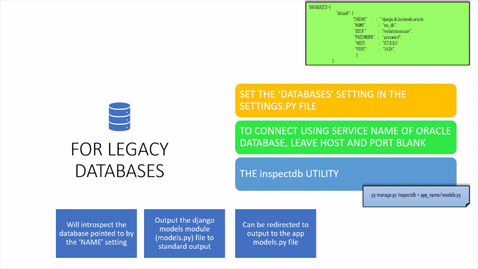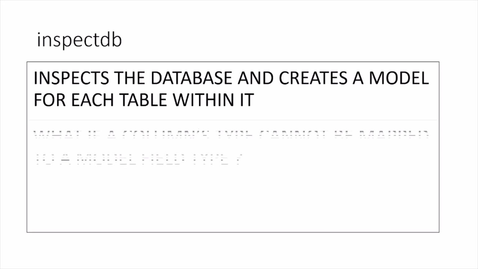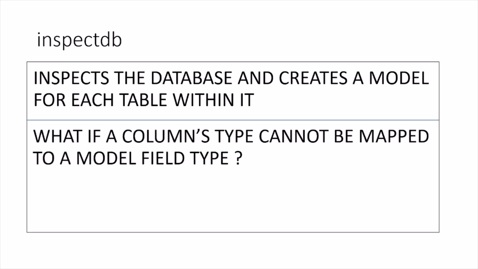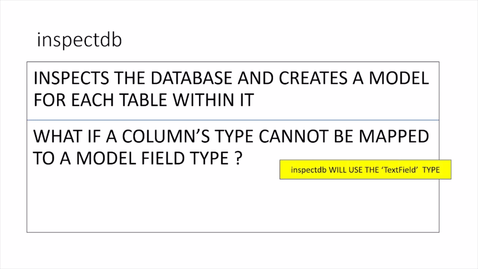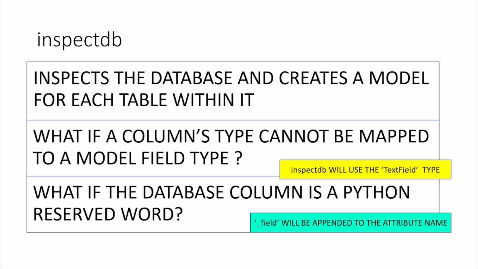Now let's look at the inspectdb utility in a little more detail. So the inspectdb utility creates a model for each table within the database. Now, what if a column's type cannot be mapped to a model field type? What inspectdb does then, it uses the text field and will indicate as such. Another question would be, what if your column name is a Python keyword or a reserved word? Then inspectdb will append underscore field to that field name or the attribute name.